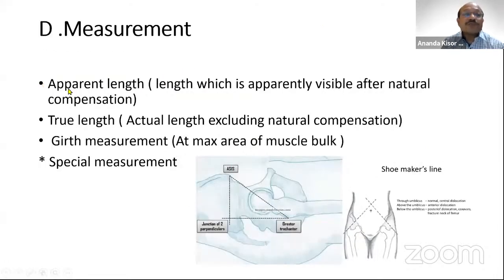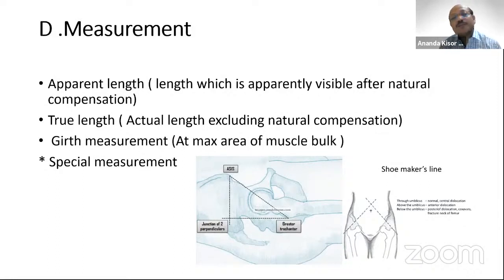And in the measurement, we have to see the apparent length, true length and the girth. These are the basic three steps. Apparent length should be measured from a fixed bony point, the suprasternal notch or the xiphisternum, which is the upper point, and the lower point is the medial malleolus. But the prerequisites are very, very important for examination.